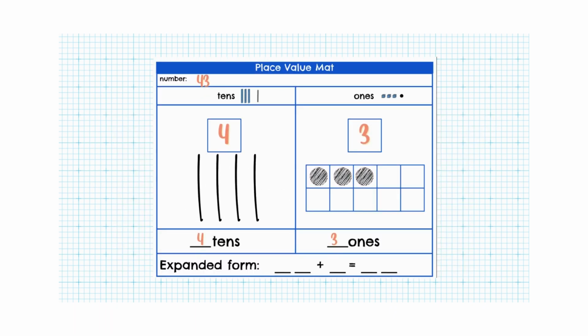At the representational stage, students will draw a representation of the given number rather than use base 10 blocks. When students are drawing pictures of base 10 blocks, it's in a representational stage. After completing the place value mat, students can proceed with the same steps as in the concrete stage by counting the tens and individual ones to express the given number in expanded form.